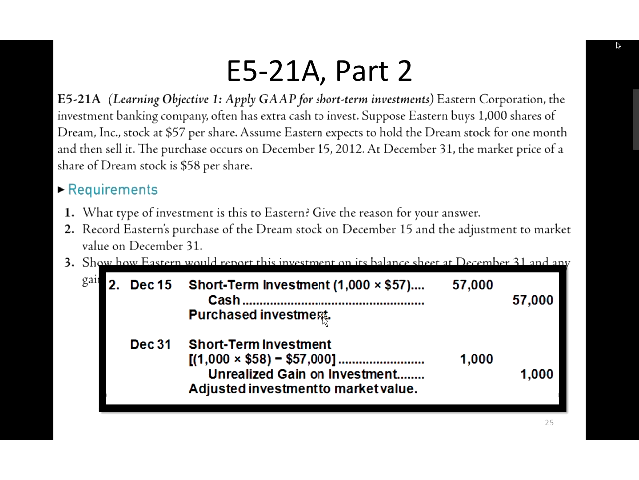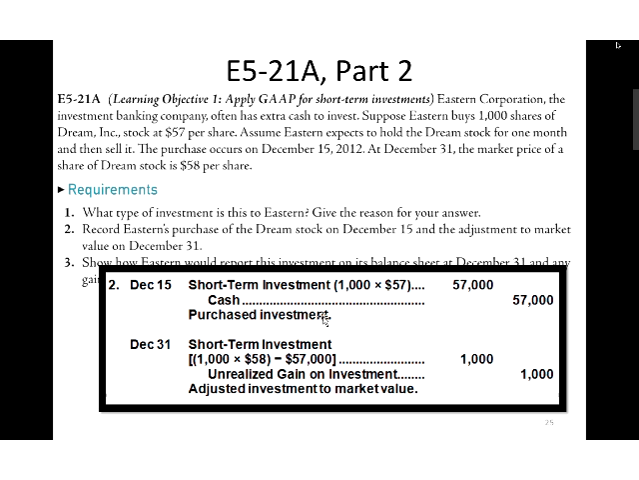So what we've got here on part 2, December 15th, we have the purchase of our investment. So we're going to debit our short-term investment for the cost and credit cash. Now December 31st, what's going on here is we're marking this trading security to market. We bought it for $57. It's now worth $58 on December 31st. So the day that we prepare our financial statement, we want to include that security on our balance sheet at the market value. So we had a gain of $1 a share times 1,000 shares.